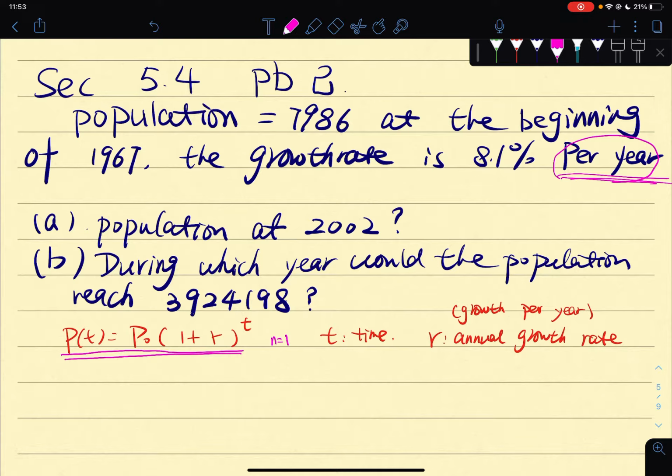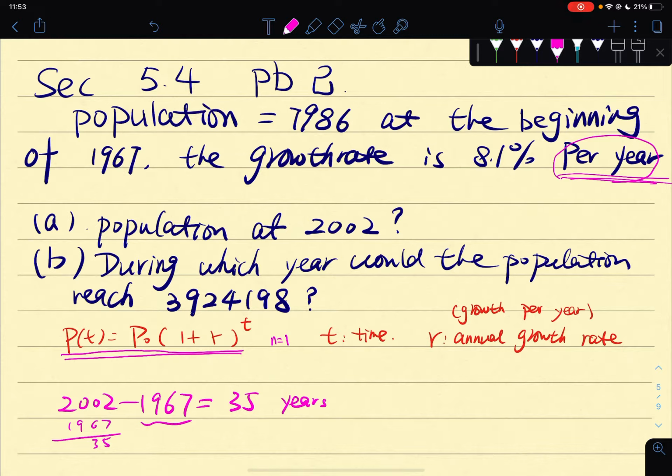The first part says, what's the population in the year 2002? And when is that? It is 1967 plus 35, so it's 35 years after 1967. That's how many years you have to wait. That's your T. That's your choice of T.